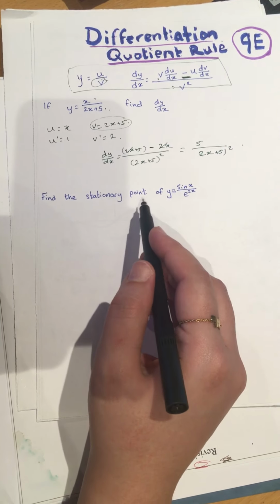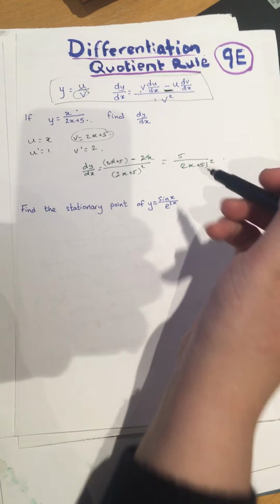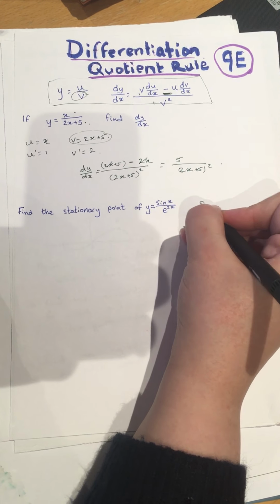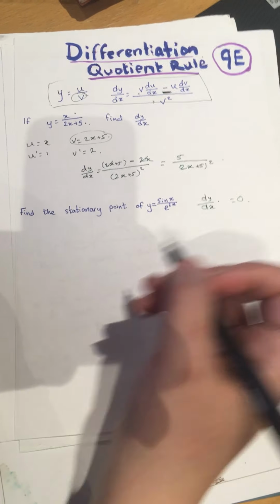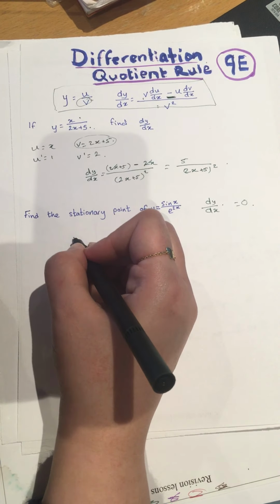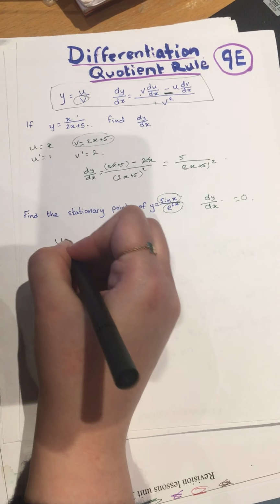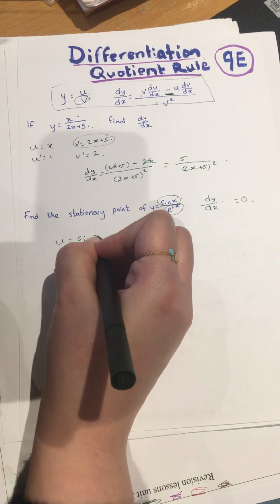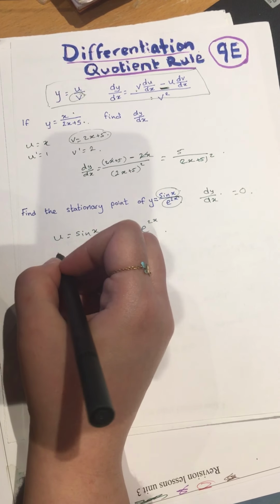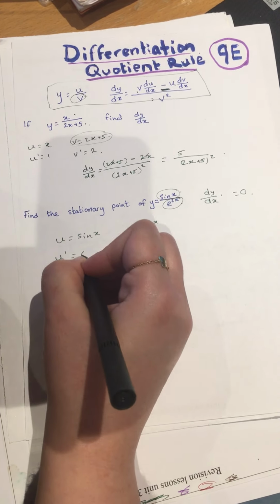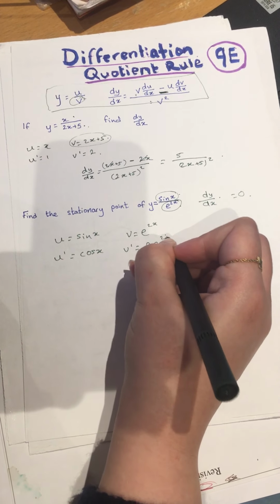We'll look at another example. I've got: find the stationary point of y is equal to sine x over e to the power 2x. To find the stationary point, I need to first differentiate. I need to find dy by dx and then make that equal to 0. So here, this is u and this is v. I'll write that down. u is equal to sine x and v is equal to e to the power 2x. Now I want to differentiate both. u dash is equal to cos x and v dash is equal to 2e^2x.